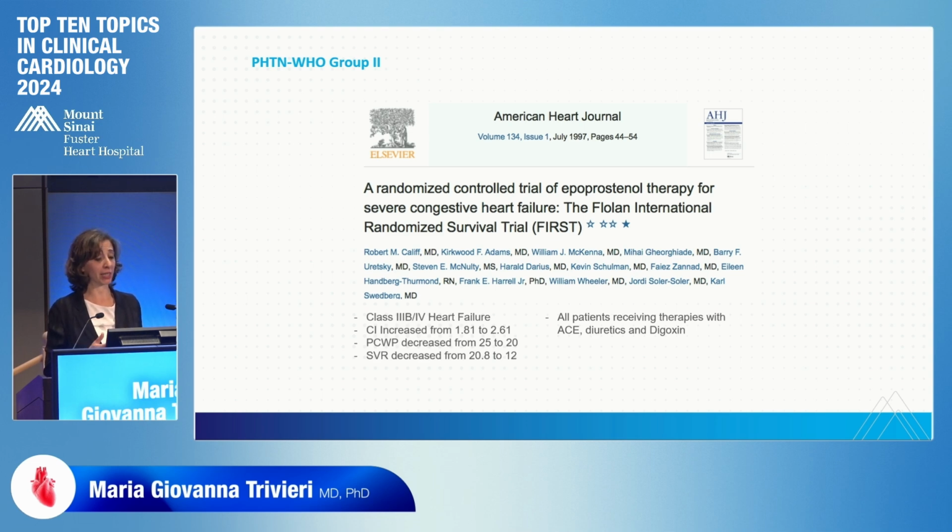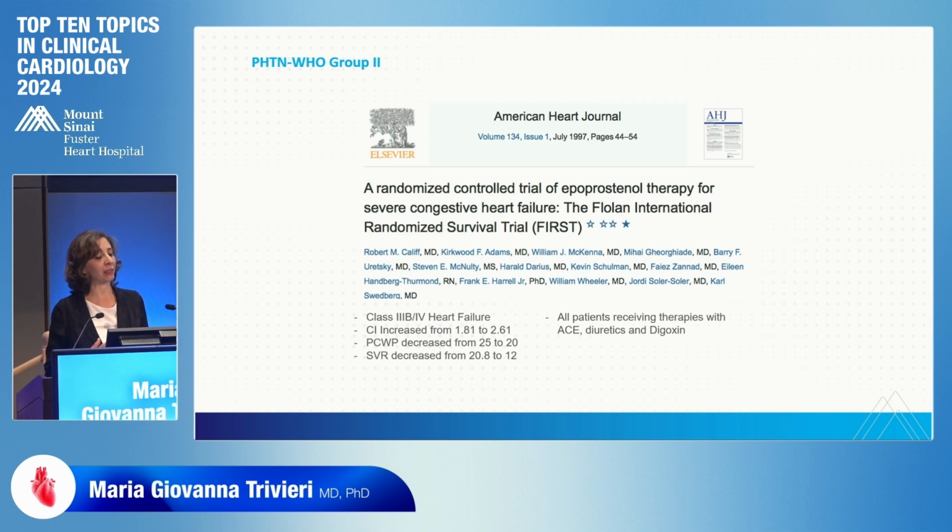And quickly going over another seminal study in group 2, this was a study which was paradoxically called the first study, and it was also the last, looking at the use of epoprostenol in group 2 patients. Despite the fact that in this patient population, treatment with epoprostenol resulted in improvement in some parameters like cardiac index and reduction in PVR, it seemed that the outcomes were not as good, so the study had to be terminated early. And following this bad experience with the use of prostacyclin in group 2, there weren't really other attempts at studying this group 2 population.